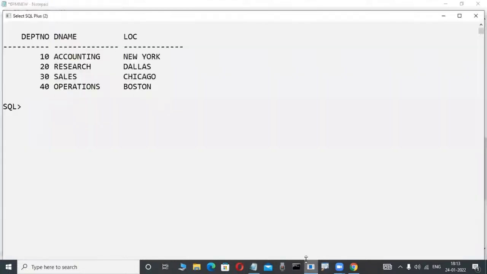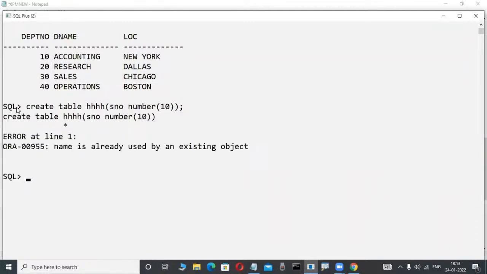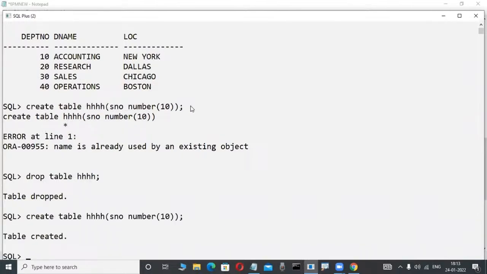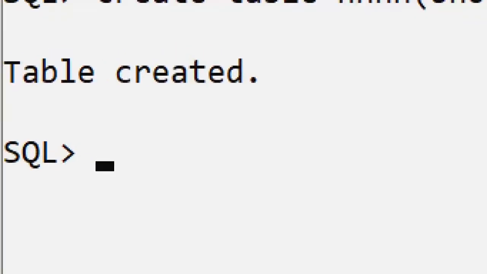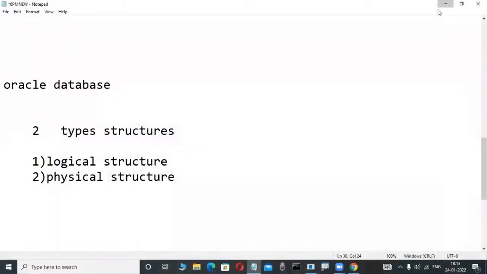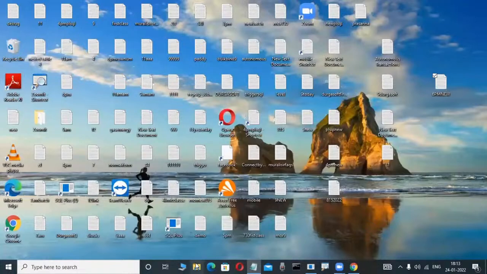Suppose you are creating a table or anything in your database, for example. Whenever I'm creating a table, observe here, these tables are already there, and suppose I'm creating this table in my database. Whenever I'm creating a table, this is not visible in the operating system.